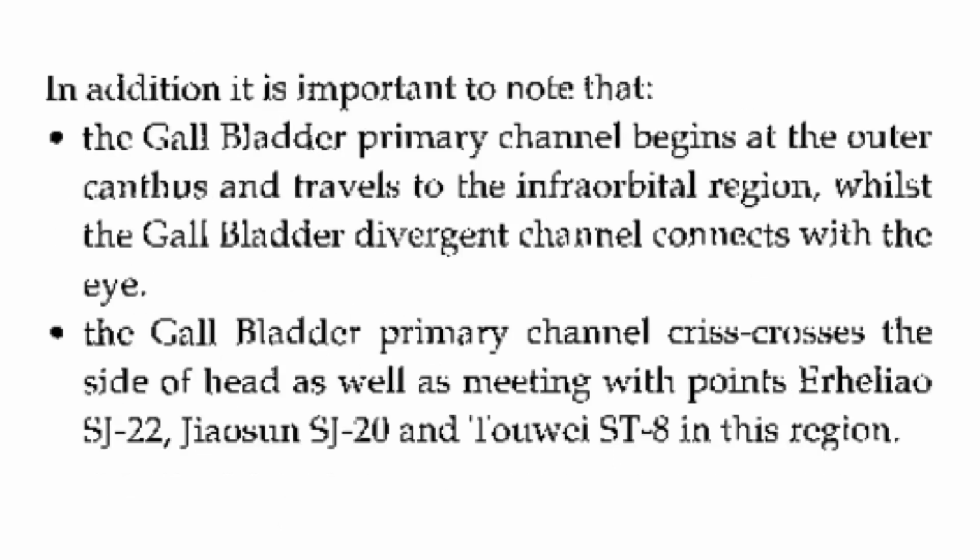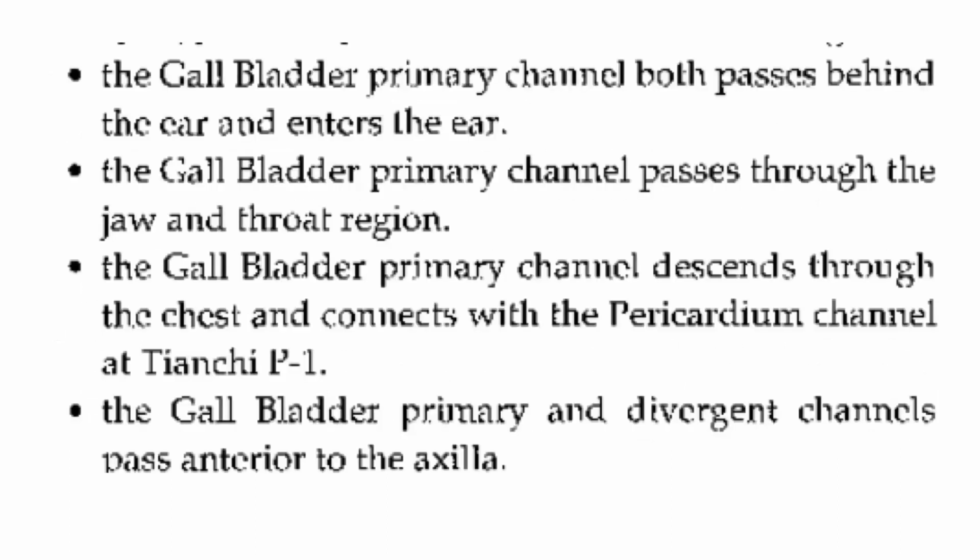In addition, it is important to note that the gallbladder primary channel begins at the outer canthus and travels to the infraorbital region, whilst the gallbladder divergent channel connects with the eye. The gallbladder primary channel crisscrosses the side of the head as well as meeting with points Sanjiao 22, Sanjiao 20, and stomach 8 in this region. The gallbladder primary channel both passes behind the ear and enters the ear. The gallbladder primary channel passes through the jaw and the throat region.